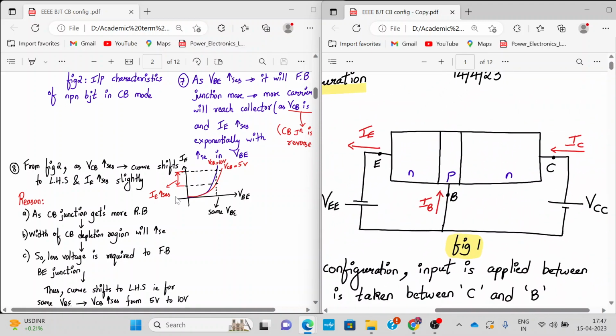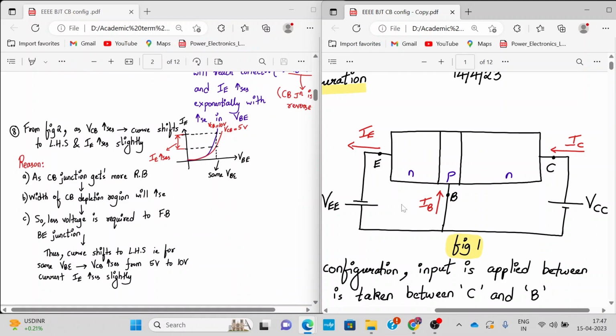What happens is, as you increase the value of VCB with the help of VCC, your collector base junction becomes more reverse biased.